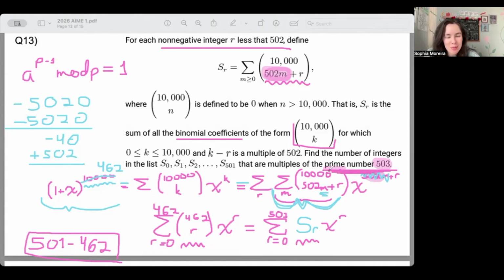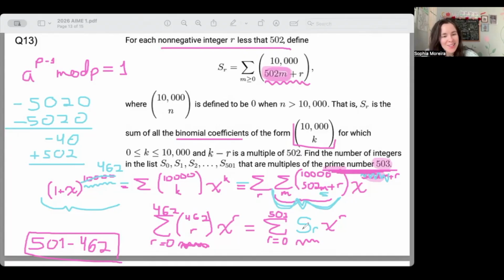Because 503 is prime, it does not have any factors other than 1 and 503 itself. And 462 factorial is the product of all the numbers 1 through 462, notably not including 503. Therefore, 503 is not a factor for any of these numerators. Therefore, it is not a factor in the factorization of s sub r. Therefore, there are no other terms we need to care about, and thus the final answer for question 13 is simply the difference between these two summations.